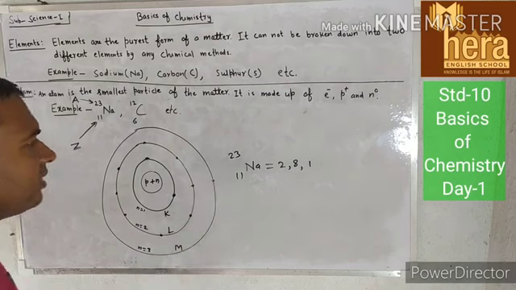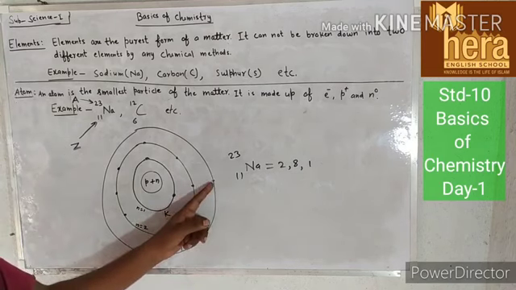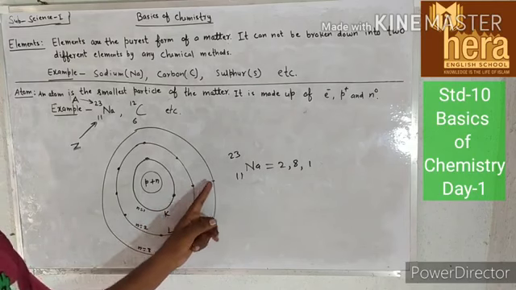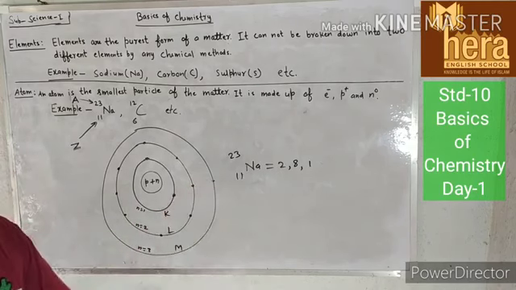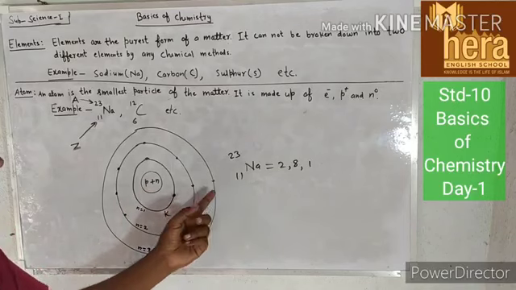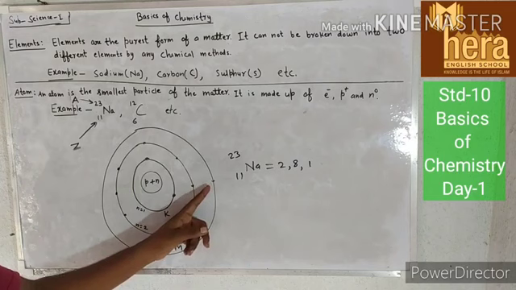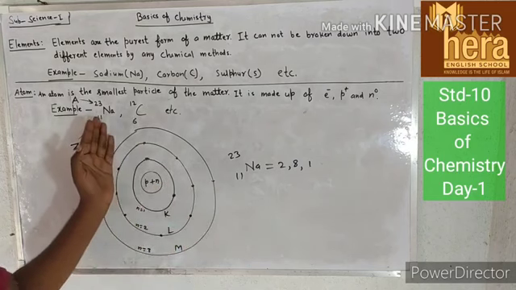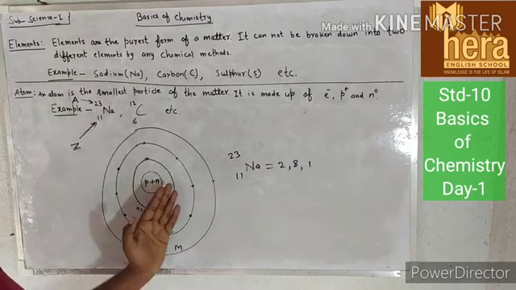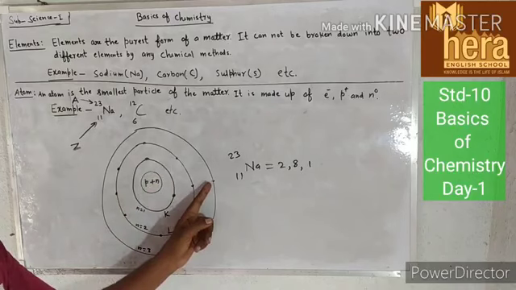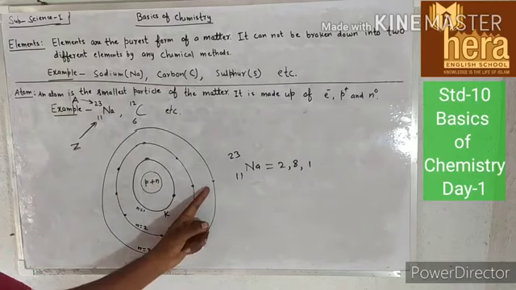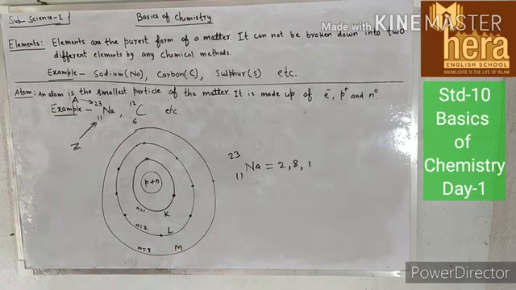See, this is the outermost electron. The outermost electron is also known as the valence electron. So in this example, sodium has valence electron 1. Understood? I will take some more examples.